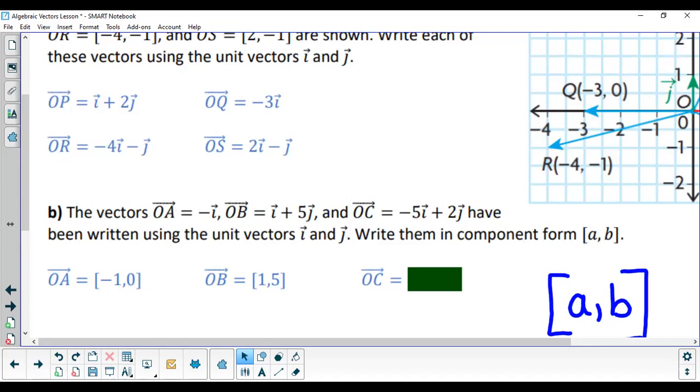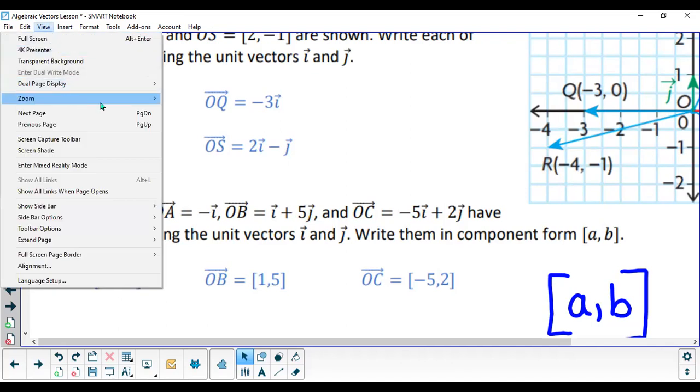So what would OC be? How would I illustrate OC in component form? Janet? Yes, thank you. -5, 2 enclosed in square brackets. Okay. Very, very simple. We're always talking about the tip of our vector, and we call that our position vectors. So another way of saying the definition that I gave you first, and maybe I just want to go back to that. I'll zoom out a little bit.